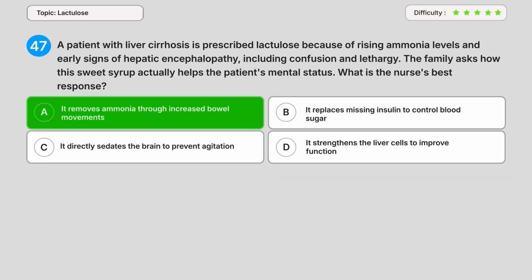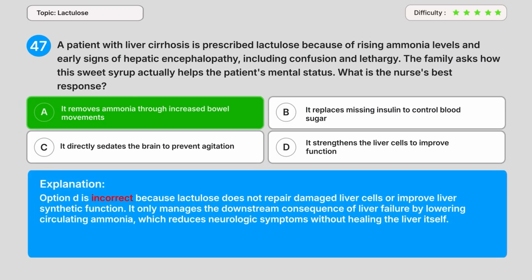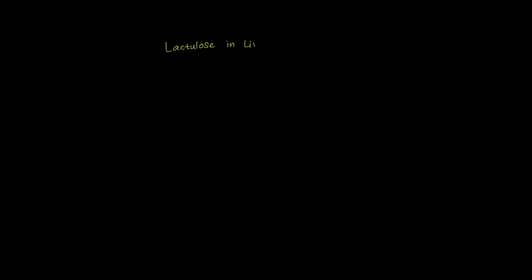Option D is incorrect because lactulose does not repair damaged liver cells or improve liver synthetic function. It only manages the downstream consequence of liver failure by lowering circulating ammonia, which reduces neurologic symptoms without healing the liver itself. Lactulose is a sweet syrup with a surprising purpose in liver disease. The right answer is that it removes ammonia through increased bowel movements.